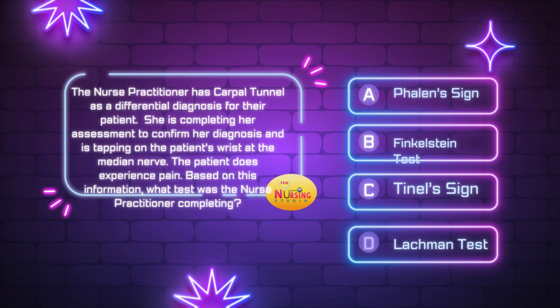All right. So let's take it back. The nurse practitioner is thinking that the patient has carpal tunnel. She's trying to confirm her differential diagnoses and she's completing her assessment. She is tapping on the patient's wrist at the median nerve, and we're trying to figure out what test that is, right? Is it A, Phelan sign?